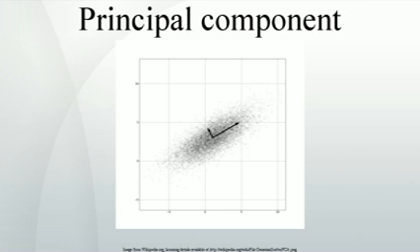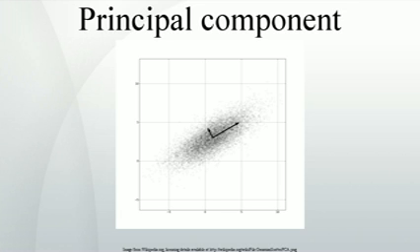Principal component analysis is a statistical procedure that uses orthogonal transformation to convert a set of observations of possibly correlated variables into a set of values of linearly uncorrelated variables called principal components. The number of principal components is less than or equal to the number of original variables. This transformation is defined in such a way that the first principal component has the largest possible variance, and each succeeding component in turn has the highest variance possible under the constraint that it is orthogonal to the preceding components.